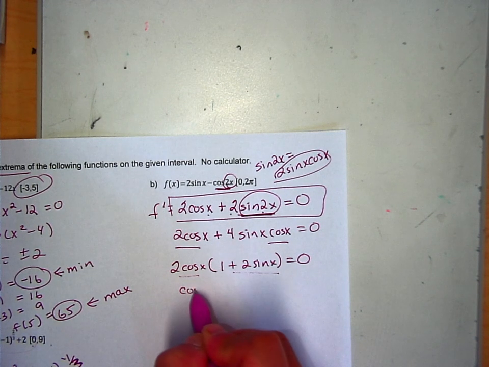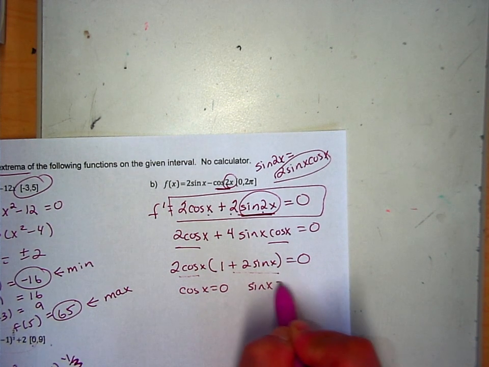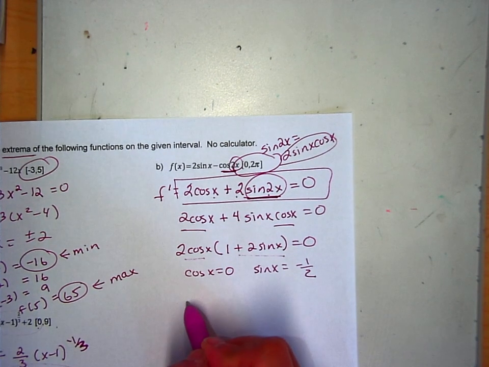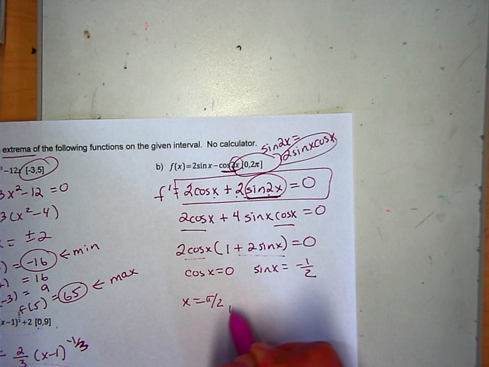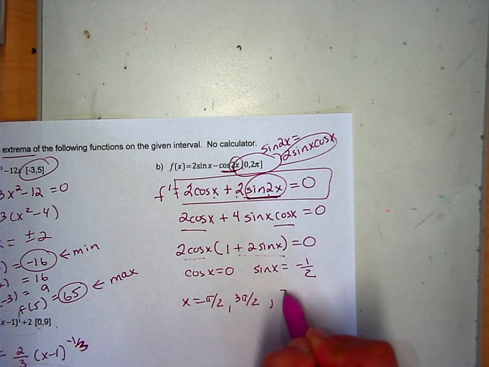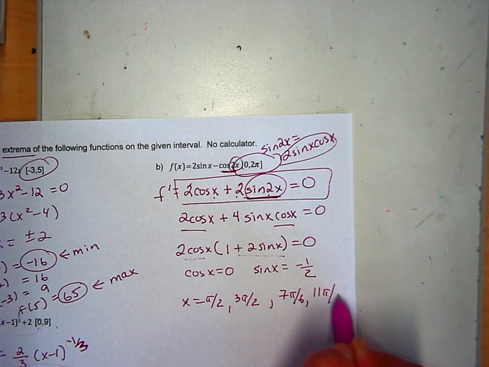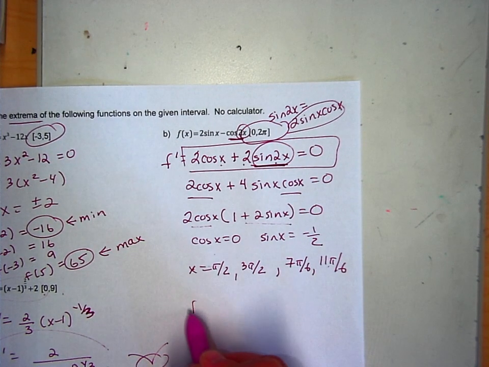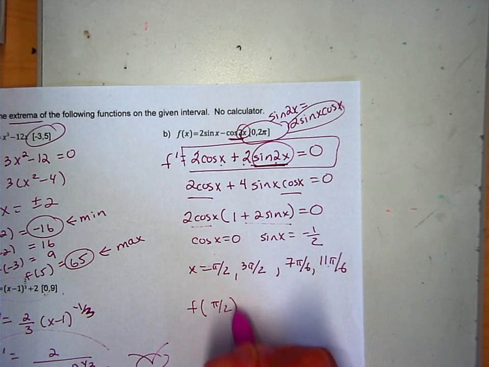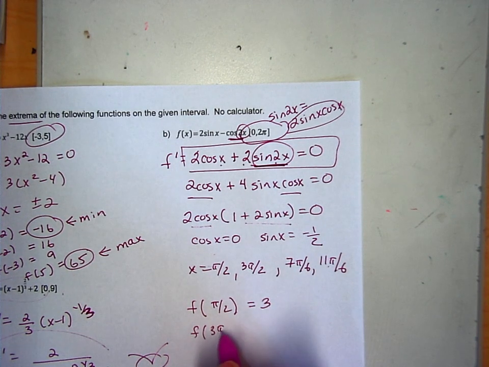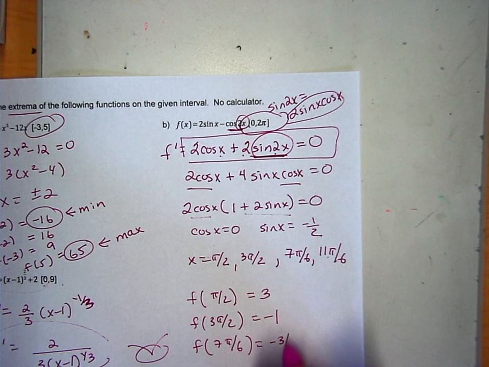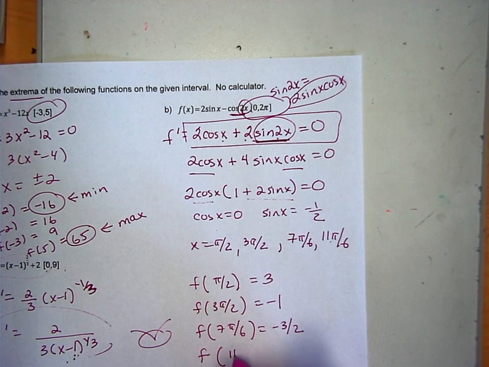And I can find my zeros. So either cosine of x is 0, or I'm looking for where sine of x equals negative 1/2. And I'm only looking for angles between 0 and 2 pi. So I've got pi halves here, 3 pi halves here, and then from here I've got 7 pi 6, 11 pi 6. So again, take all of these values, plug them back into the original function. So I need f of pi halves. That's going to be 3. F of 3 pi halves, which is going to be negative 1. F of 7 pi 6 is going to be negative 3 halves. You can use your calculator to plug it back in. F of 11 pi 6 is going to give me negative 3 halves.